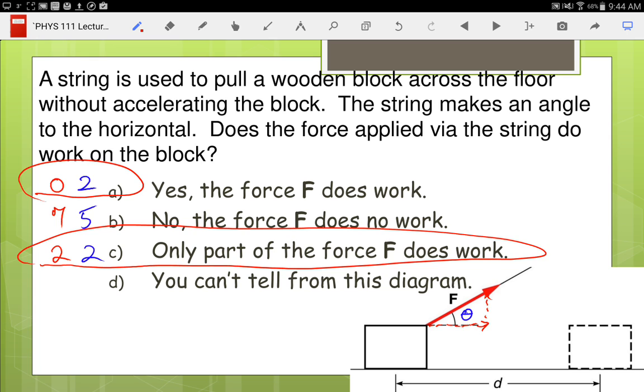So the force doesn't have to be parallel. It has to have part of the force that is parallel. So if the force had been like this, then it would have done no work. But as long as it has a portion that's forward, it'll do work. What if the force had been like this? Yes, it would have done some negative work.